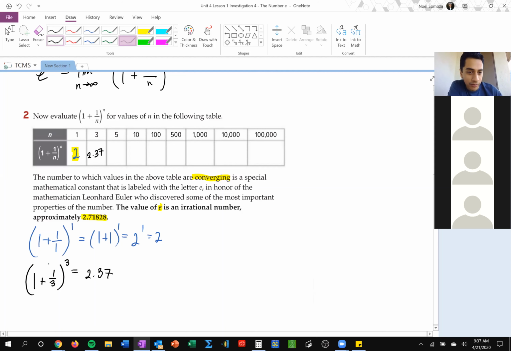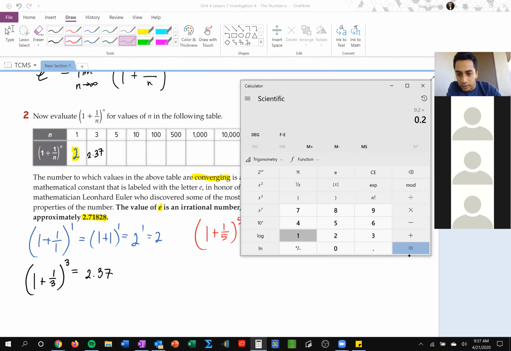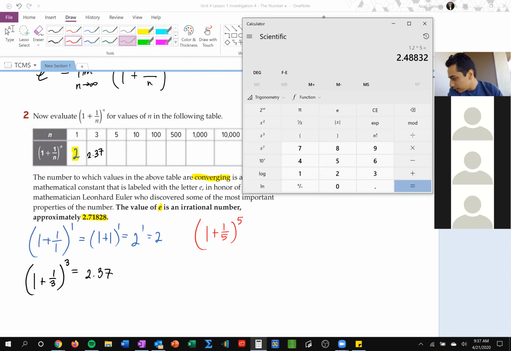Now let's see what we get when n is 5. So 1 plus 1 over 5 to the 5th power. So 1 divided by 5, plus 1. Now take this to the 5th power. And so now we're at 2.48. Or we can round it up, we can call it maybe 2.49.